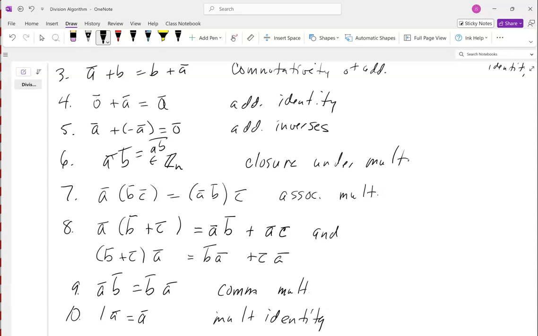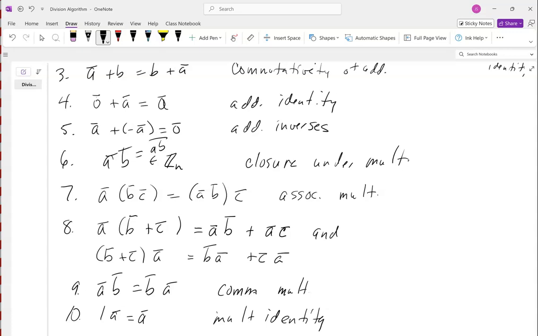Think about your even integers. Is there an even integer that acts like the multiplicative identity? No, because you have to multiply by 1, right? And 1's not even. However, every other axiom is satisfied. So that's an example of a ring without identity.